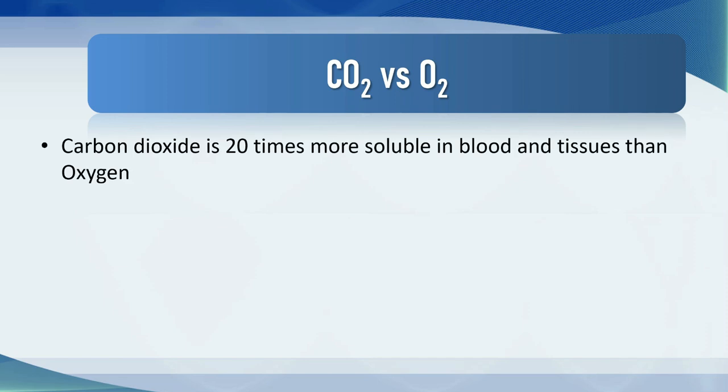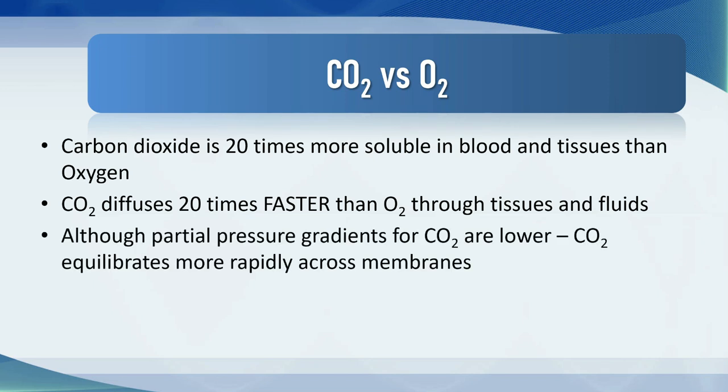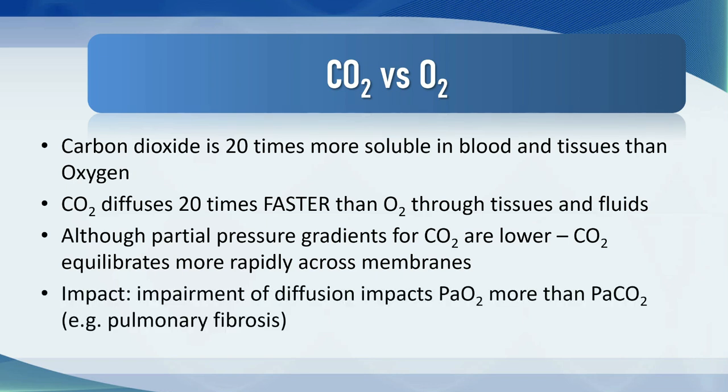Carbon dioxide is 20 times as soluble in blood and tissues as oxygen, as we saw in an earlier tutorial, but it also diffuses 20 times faster than oxygen through tissues and fluids. And although partial pressure gradients for CO2 are lower, CO2 equilibrates more rapidly across membranes. And as a consequence of this, any situation where there is impairment of diffusion, it impacts oxygen much more than carbon dioxide. An example of this is pulmonary fibrosis.